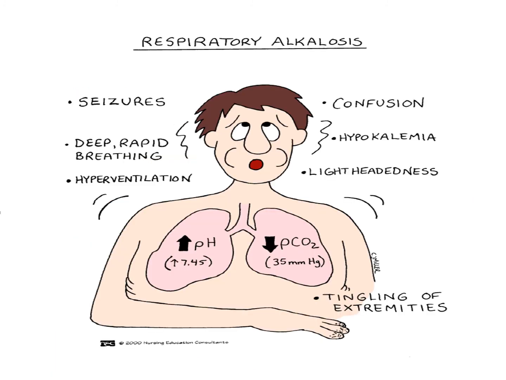This here is a picture of respiratory alkalosis, so you can see the inverse relationship. You have a high pH and a low PCO2. Many times with these patients, you'll see seizures, deep rapid breathing into hyperventilation, and when they're doing all of this, they could be confused, have hypokalemia, and also have lightheadedness and tingling and cramping of the extremities. Okay, that is respiratory alkalosis.